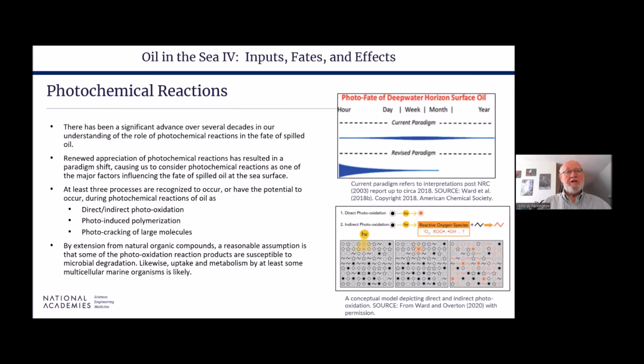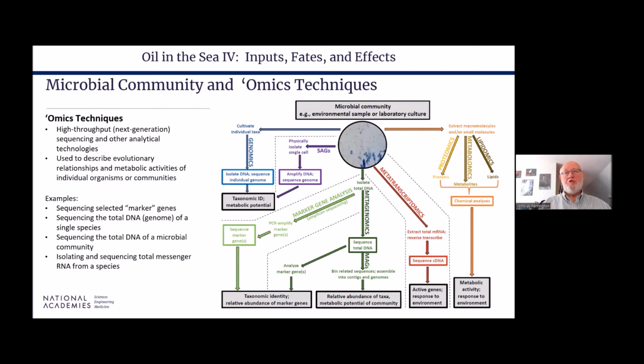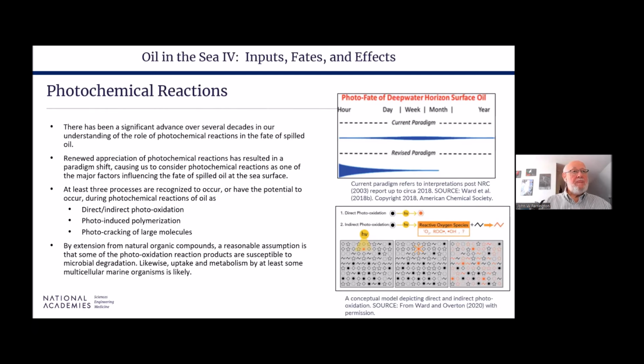As research progressed, we evolved in our knowledge to the revised paradigm given below, where we've moved from things happening sort of in a longer term, day, week, month, but not a whole lot, to something significant starting almost immediately as the oil interacts with sunlight at the surface. There are at least three processes that we now know. Let's back up there. Or have the potential to occur during photochemical reactions of oil.